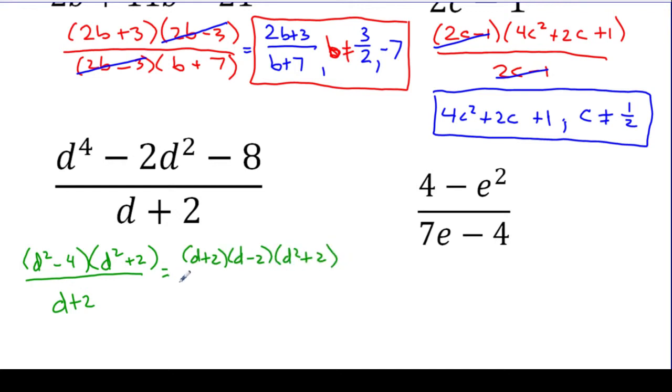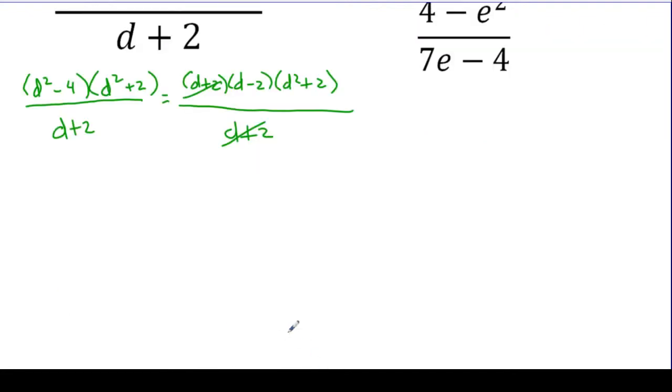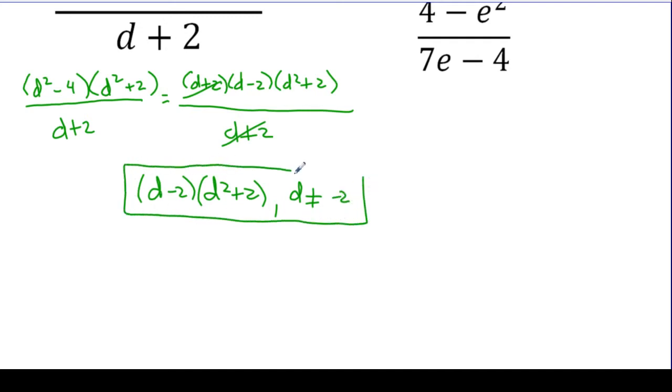And now I have a d plus 2 on the bottom to cancel out with this d plus 2 on the top. And so my final answer, and you're more than welcome to leave it in factored form, you don't have to FOIL it back out, is just the d minus 2 and the d squared plus 2. No more denominator, so I don't need it over anything. And I need to let people know that -2 is a bad value. So d is not allowed to be equal to -2. So my final answer, and again, you don't have to FOIL it all out and get a standard form. Factored form is entirely okay.